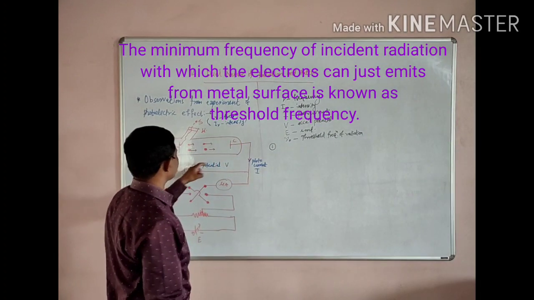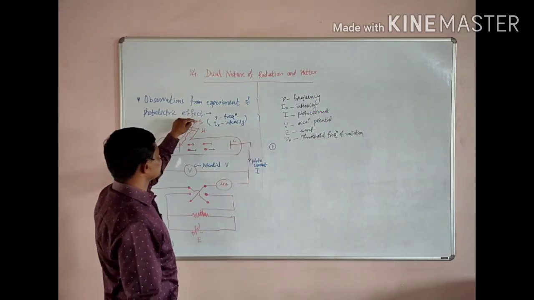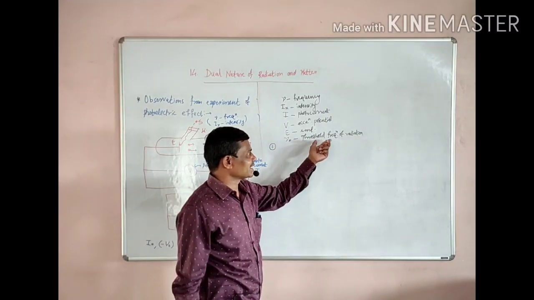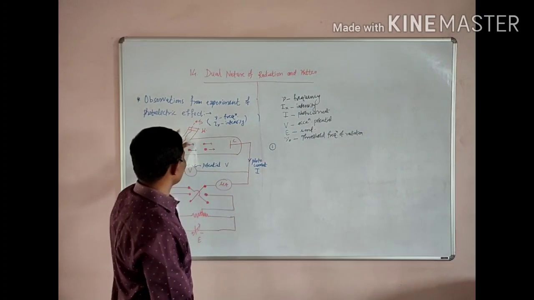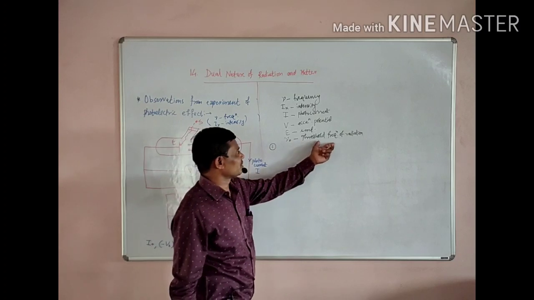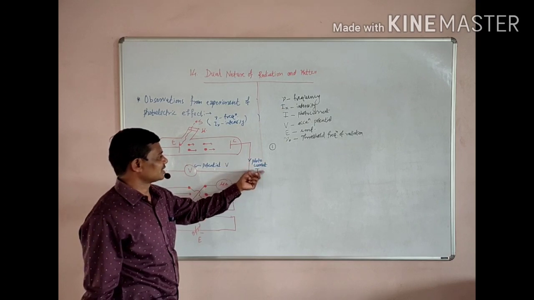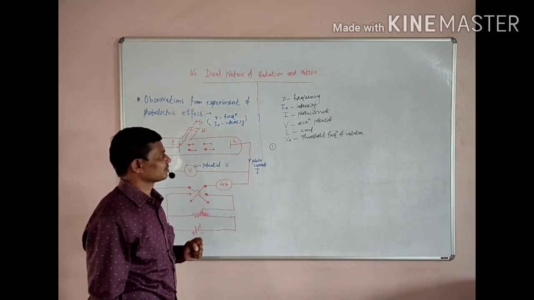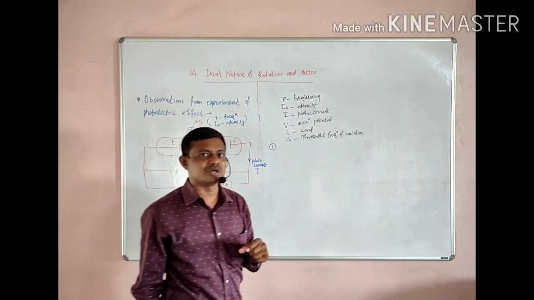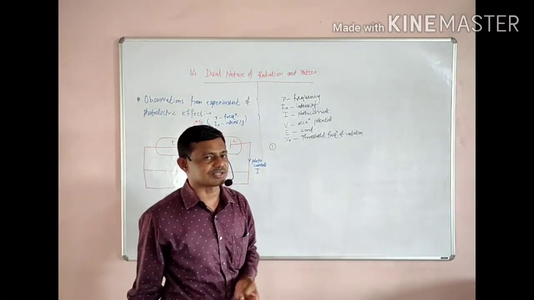The photoelectric effect is observed at the threshold frequency, or when the frequency of incident radiation is greater than the threshold frequency. If the frequency is less than the threshold frequency, no photoelectric effect will be observed. Beyond this threshold frequency, the photoelectric effect is observed and there is a flow of photocurrent inside the circuit. This is the first observation: the effect is observed at the threshold frequency of radiation.